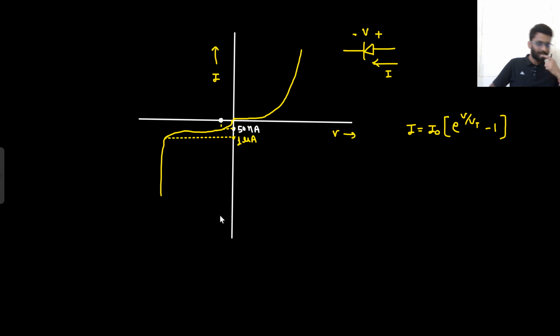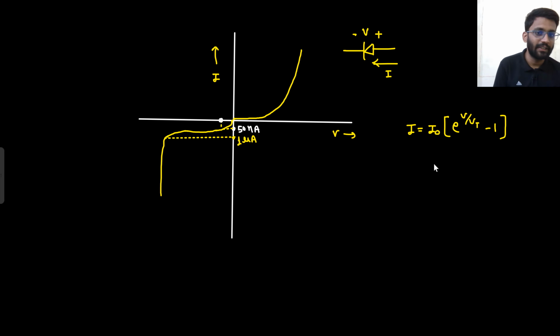Say yes or no. The current is negative, but still the diode can give you some voltage drop, because this is the characteristic. This is 1 microampere, so the current is 50 nanoampere. So with respect to that current, there will be some voltage drop. Right? Now that voltage drop we need to find.